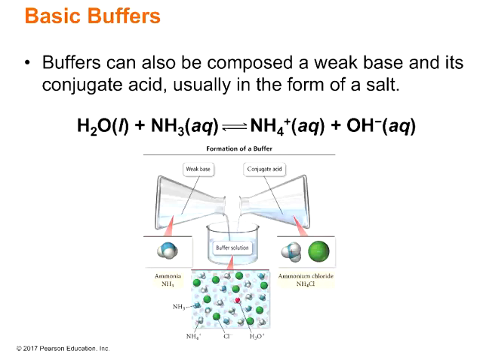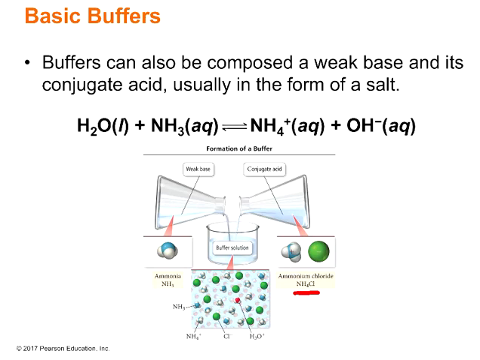Previously, we showed different types of acidic buffers, which consist of a weak acid and its conjugate base. But buffers can also be composed of a weak base and its conjugate acid. And the conjugate acid is usually in the form of a salt. So for instance, down below we have the example of ammonia and its conjugate acid, the ammonium ion. But typically, the ammonium ion is ionically bonded to, for instance, chloride, just to balance the charge.